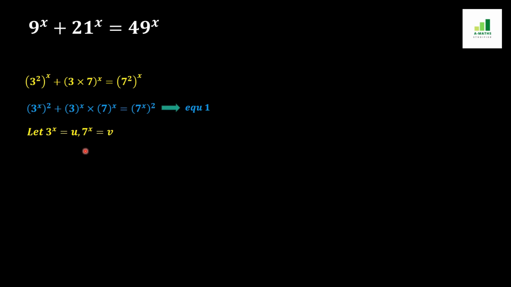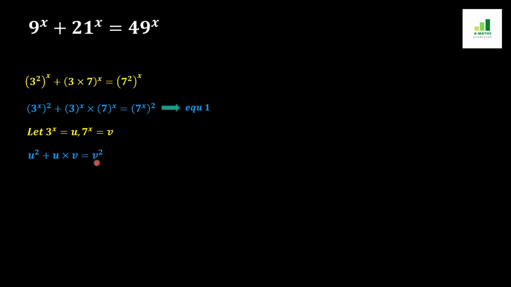Now in the next step, we should consider 3^x equal to u and 7^x equal to v. Now we will insert the values of 3^x and 7^x inside equation 1, and we will get u square plus u into v equal to v square, because 3^x will be replaced with u, and we will get u square. This 3^x will be replaced with u, and this 7^x will be replaced with v, and 7^x will be replaced with v, we will get v square.